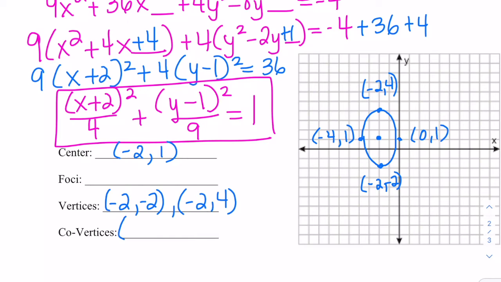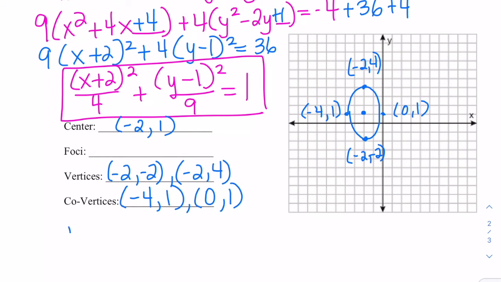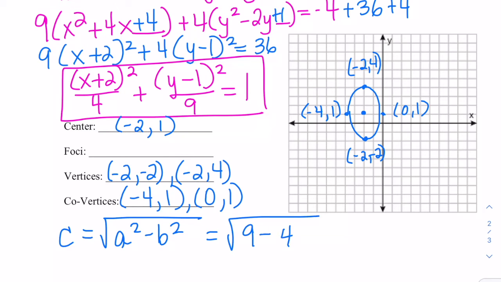The co-vertices are -4, 1, and 0, 1. Or c will equal the square root of a squared minus b squared. So that will be the square root of 9 minus 4, which equals square root of 5. We will add and subtract square root of 5 to the y value. So we'll have -2, 1 plus or minus square root of 5. So it'll be about 3.2 and -1.2.